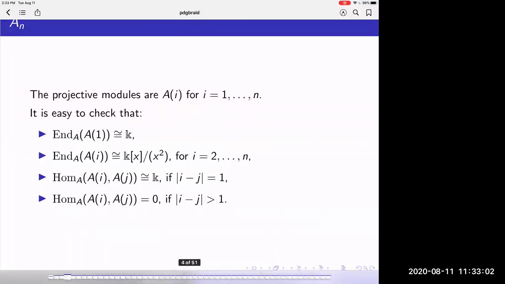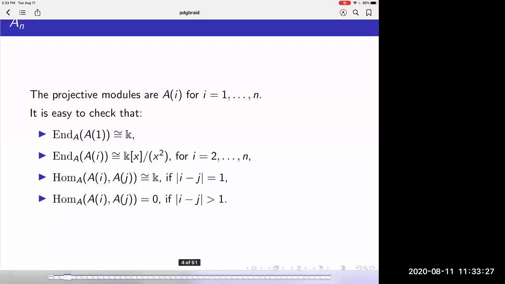And so for this algebra AN, I want to introduce these projective modules A(i). Remember, when I put this parenthesis i, that just means the idempotent of the path of length 0 at the node i. So A(i) is a left projective module. It's indecomposable. So we have n indecomposable projective modules, where i goes from 1 to n.